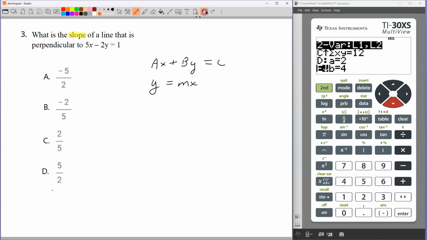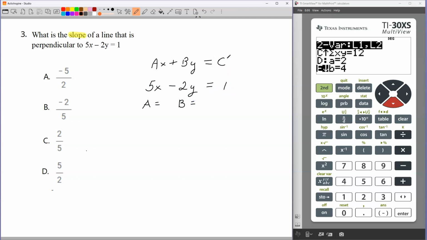But I'm going to show you a way to do this without the calculator. And again, I did this in a previous video, but I'm showing you another way to do this problem. And again, we're just going to have to do this by hand. So when it's written in standard form, and I'm going to write it down here, 5x minus 2y equals 1. What you need to do is identify A and B. You really don't need to identify C.